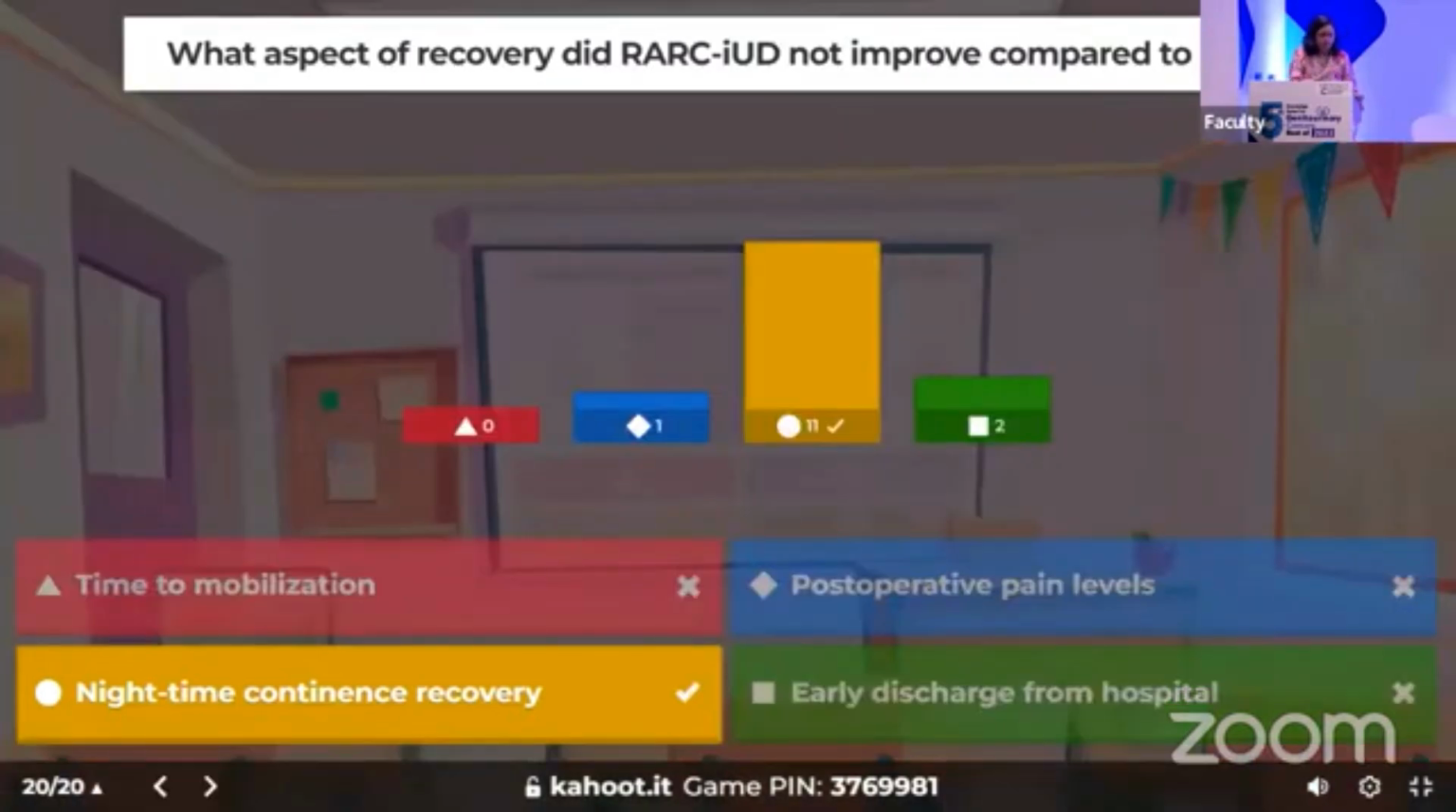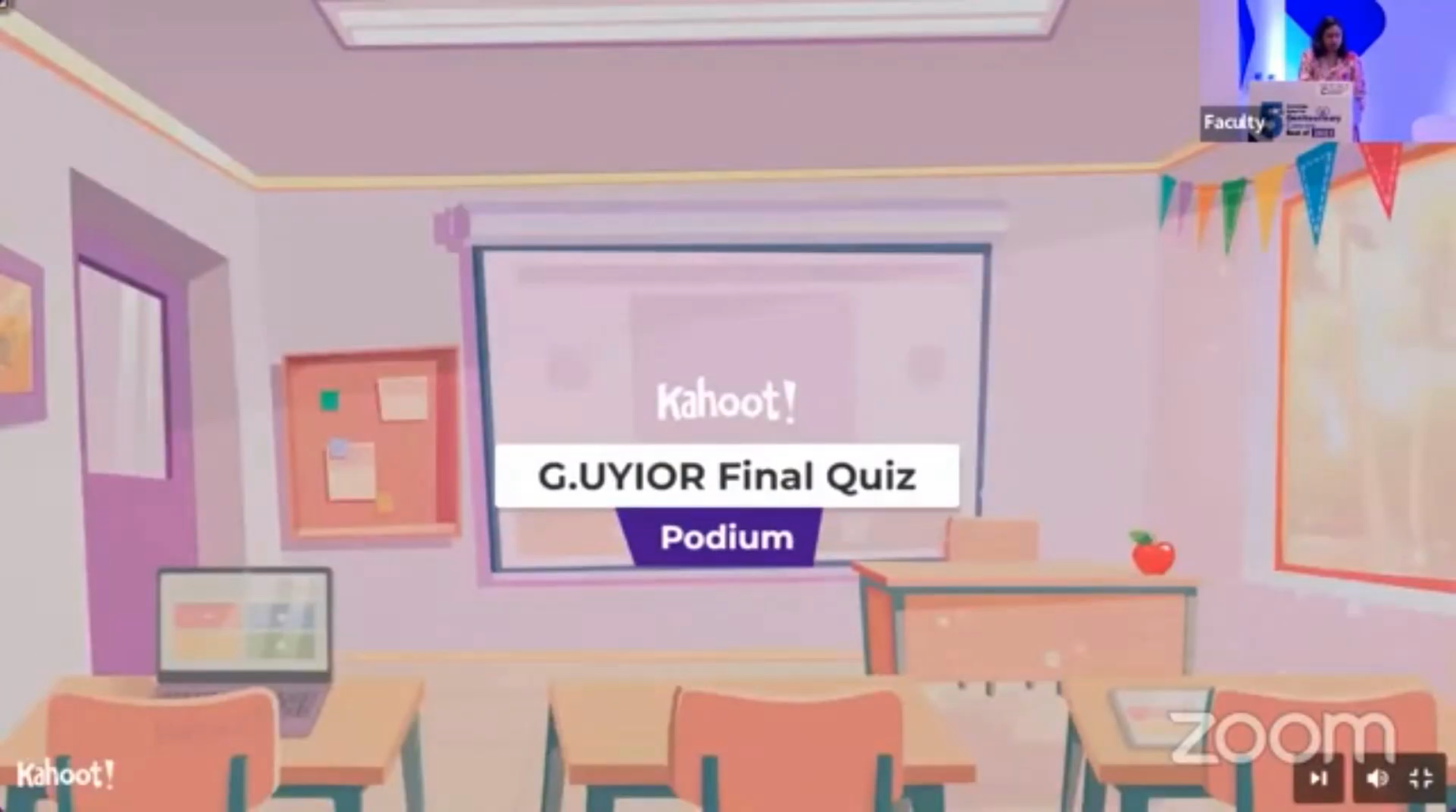So most answered it correct. It is nighttime continence recovery. It did not significantly vary between the groups. And with this, we finish the quiz and we'll have a look at the final scores.